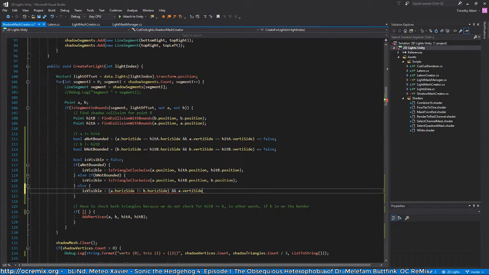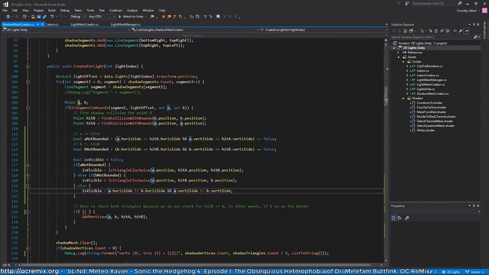A dot vertical side does not equal B dot vertical side. Okay, so let's test a couple things. A and B are both bounded, but they're on different sides vertically. Oh, but if either is 0, that's okay. Yeah, so that would return.